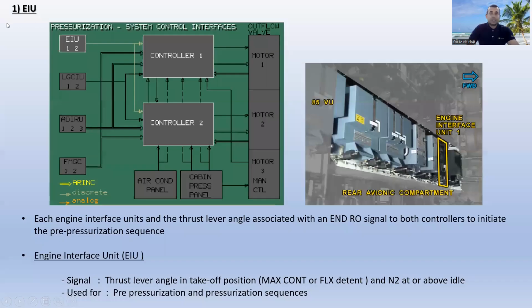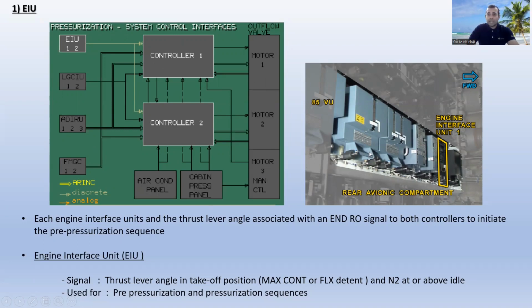Okay, so let's go to the first one, EIU engine interface unit. You can see this is the pressurization system control interface. You can see EIU 1 and 2, LGCIU 1 and 2, ADIRU 1, 2, 3 and flight management guidance computer 1, 2, and these are the two controllers. This is the air conditioning panel, the cabin pressure panel, and this is motor number 3 in the outflow valve, motor 2 and motor 1. This is the outflow valve.